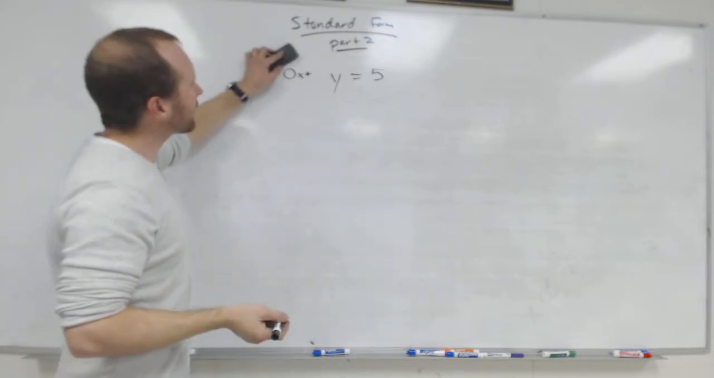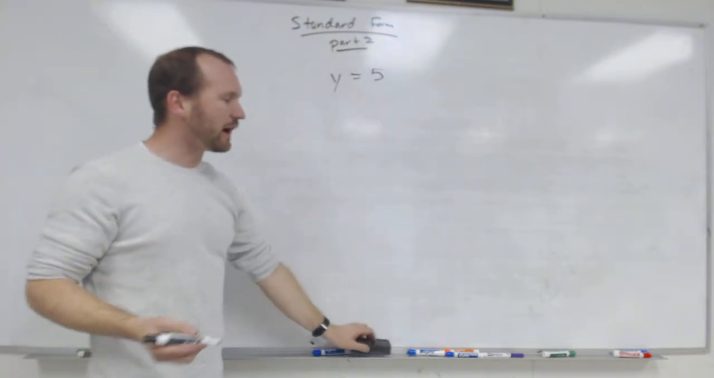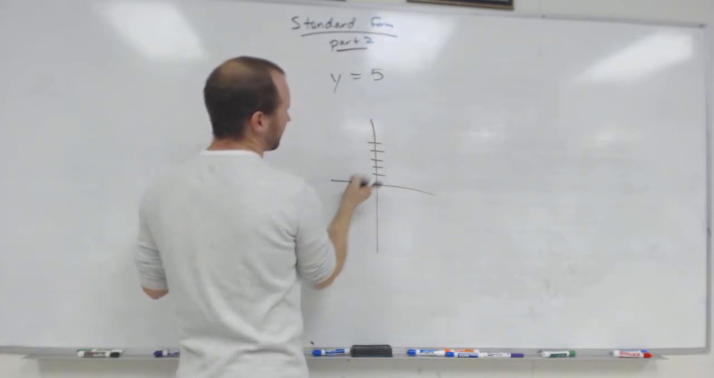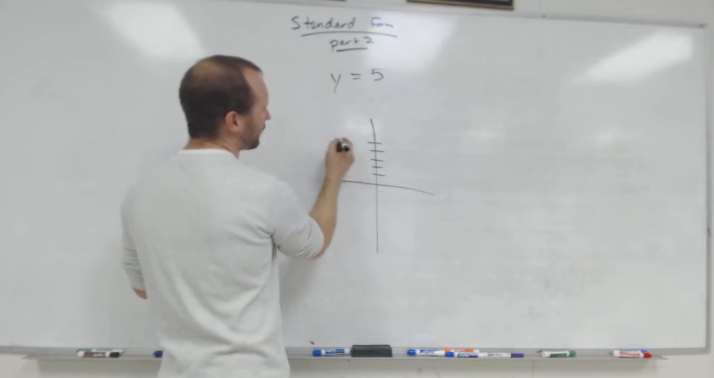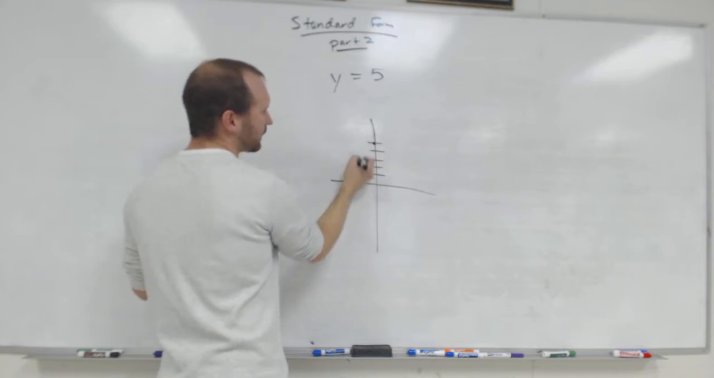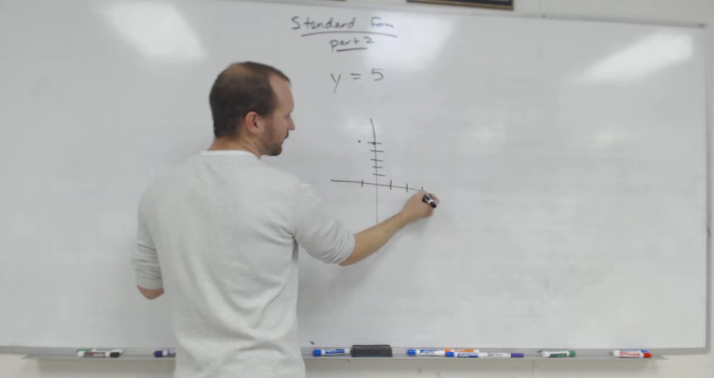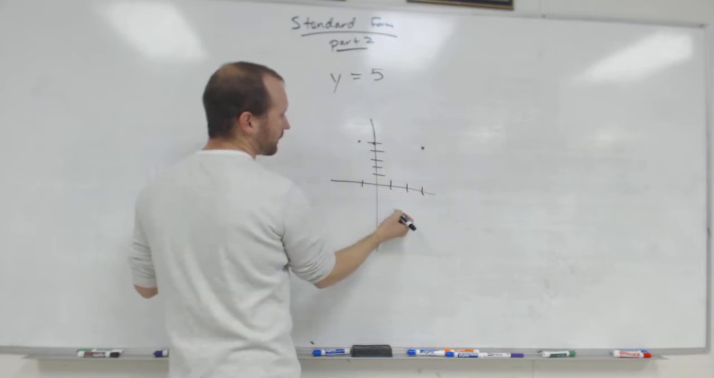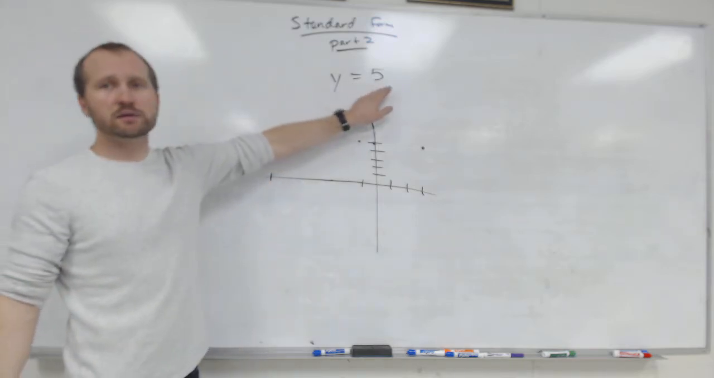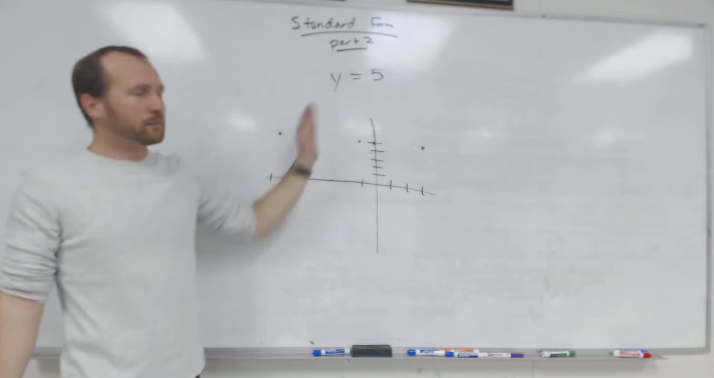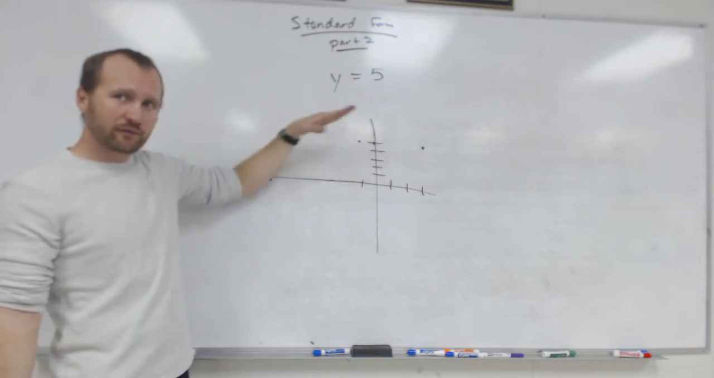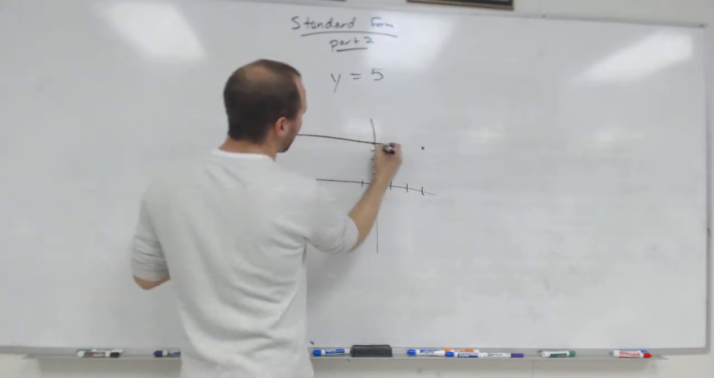But we actually already learned how to graph these. If y equals 5, y always has to be 5. No matter what x is, y is 5. x could be over here, y would still be 5. x could be way over here, y would still be 5. It doesn't matter what x is. The y is stuck at 5. So it's a line going across like this.